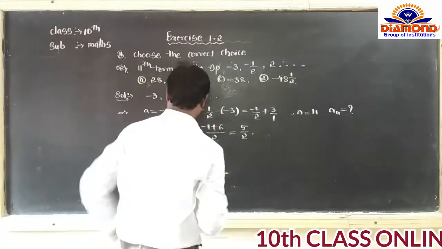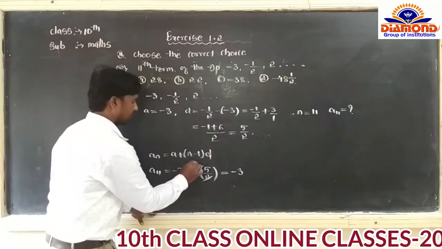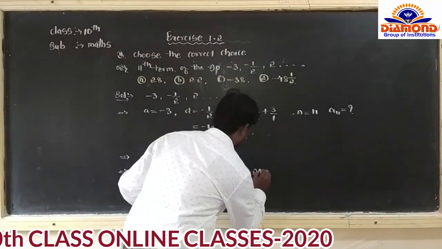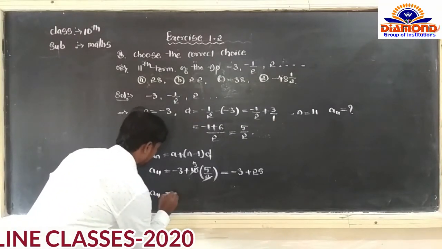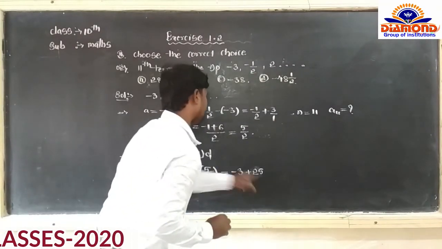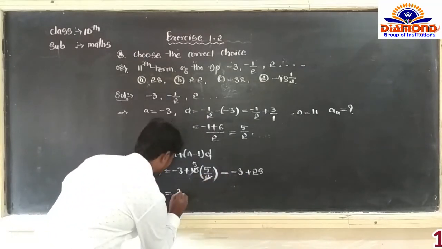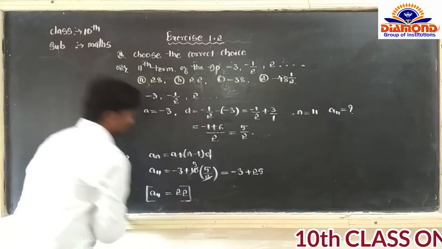Okay. Next step here, minus 3 as it is, 2 1s are 2, 2 5s are 10, 5 5s are 25. So the 11th term is equal to minus 3 plus 25, which is equal to the answer, 22, dear students. I thought you understood very well.